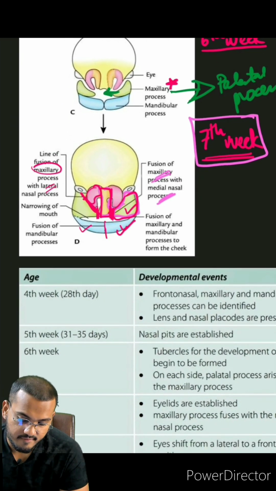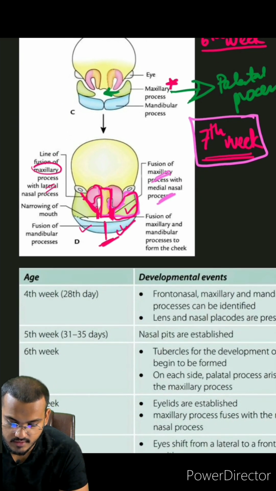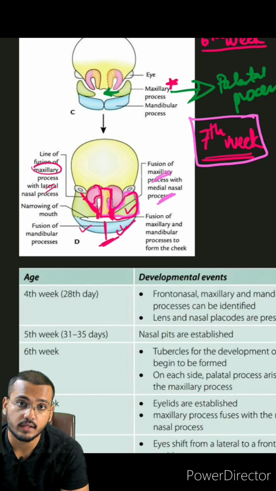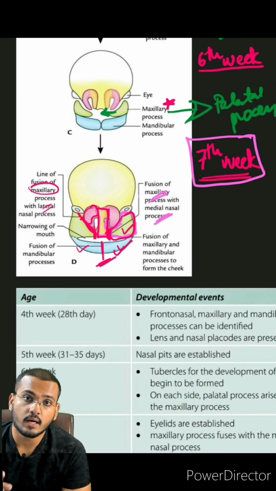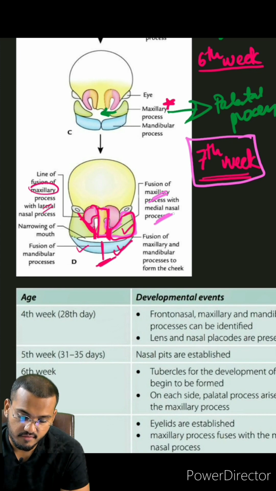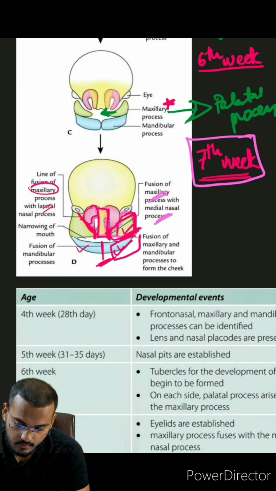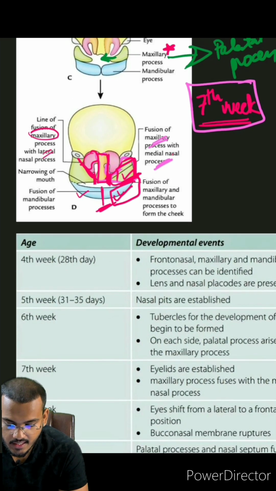Again, if you have mandibular processes not meeting together, then it will give rise to midline mandibular clefts. Can you comment down below what will you see if there is malunion or non-union of maxillary process and mandibular process? Comment down below.